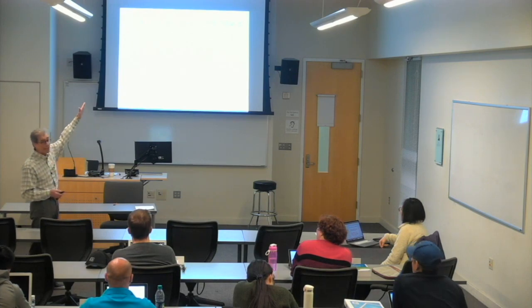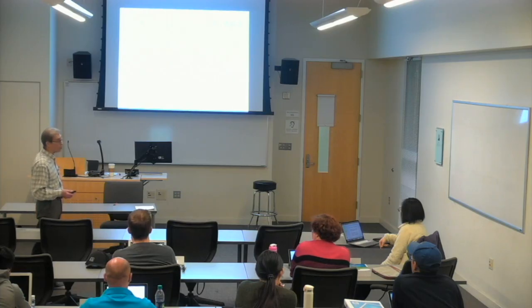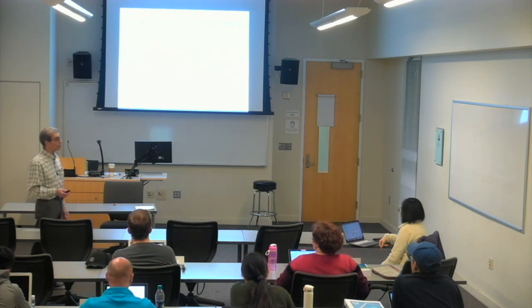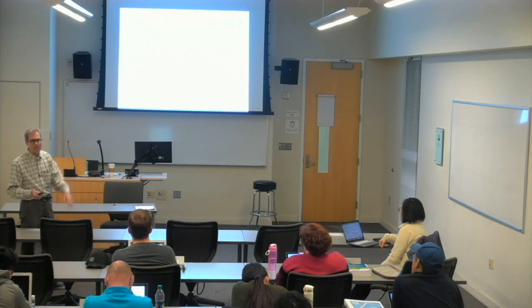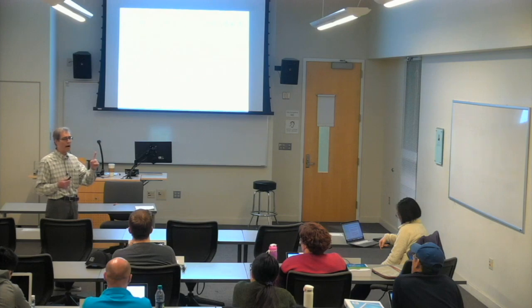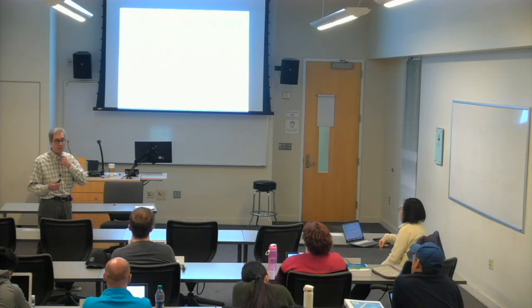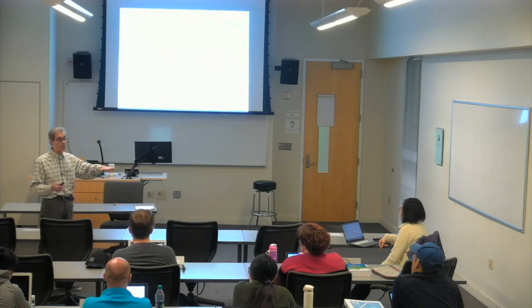So these amounts were just skyrocketing. And notice especially after 2004, the upward trajectory was particularly strong. Why? In 2004, there was something called the American, I think it was American Jobs Act. That may not be the proper name, but it's something like that. And essentially what happened there was Congress gave a one-time encouragement to bring money back to the United States. Instead of being taxed at 35%, it would only be taxed at 5.25%.